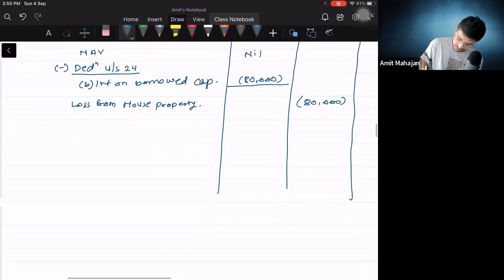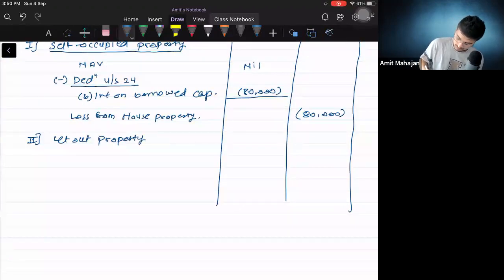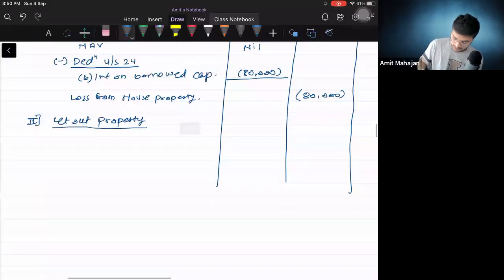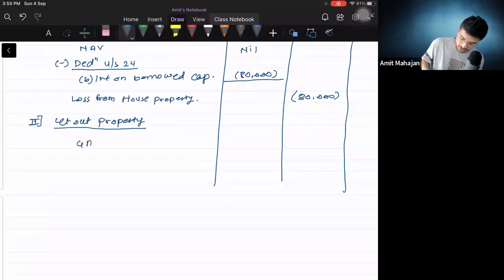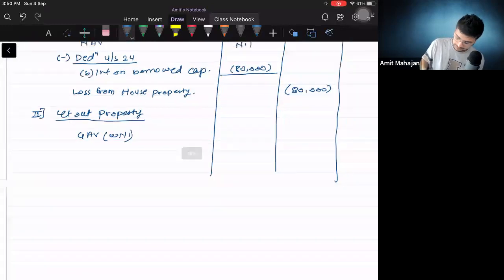Okay, now we'll have to compute point number 2, that is let out property. अभी let out property में first क्या आने वाला है? Gross annual value. You'll have to write the entire thing, gross annual value. We'll have to write a working note. Working note 1.